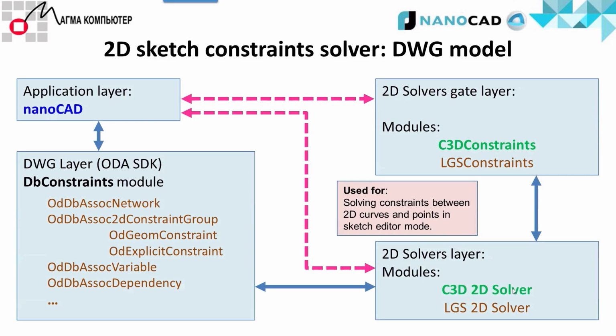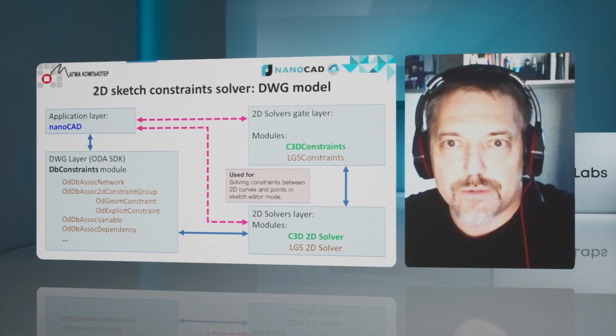A constraint solver cannot interact with the main application. On the whole, it causes a set of functionality limitations and performance issues. In order to avoid some of them, Nanocad directly interacts with all mentioned layers. It's displayed with pink arrows.